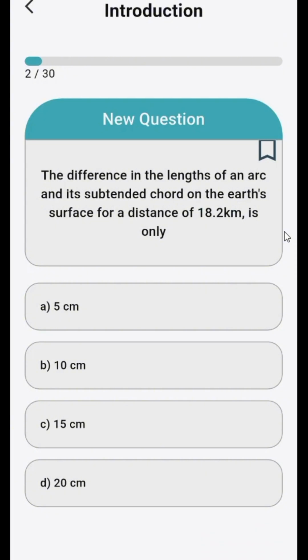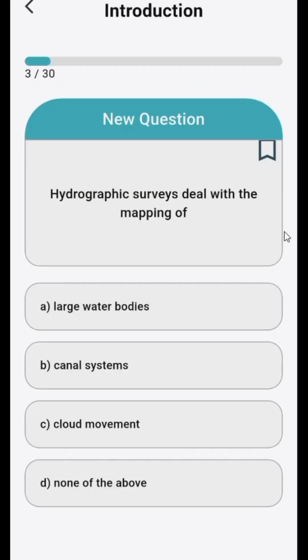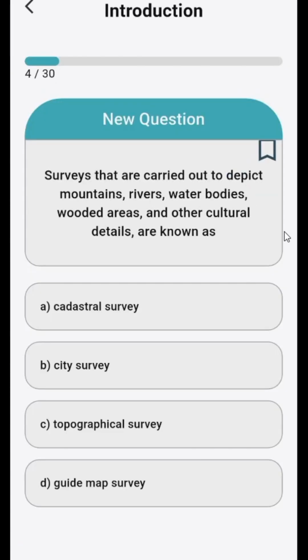The difference in the lengths of an arc and its subtended chord on the Earth's surface for a distance of 18.2 km is only (A) 5 cm, (B) 10 cm, (C) 15 cm, (D) 20 cm. Hydrographic surveys deal with the mapping of (A) large water bodies, (B) canal systems, (C) cloud movement, (D) none of the above.